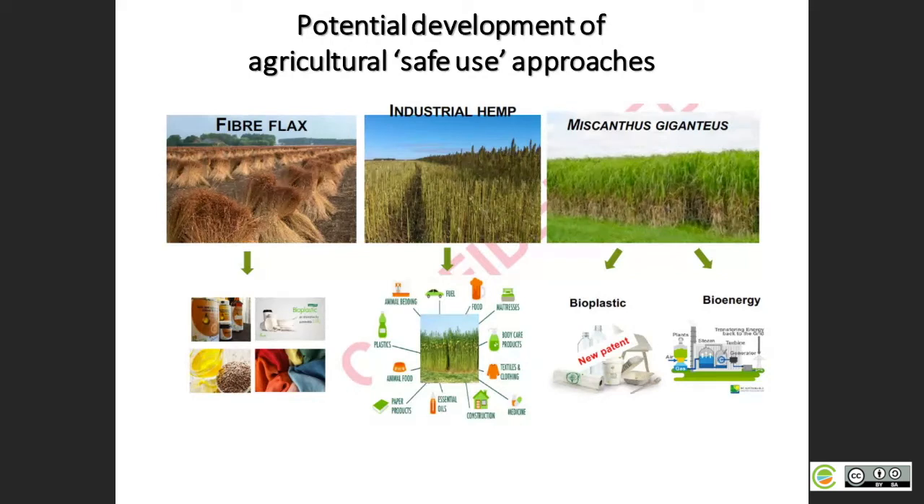So the idea here was to propose safe use crops, which means crops that you use for producing bioenergy or for producing biomaterials, like industrial textile materials, that type of thing. So they propose the use of flax, hemp, or a certain type of miscanthus.